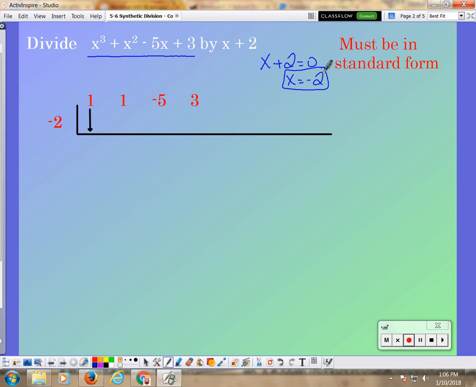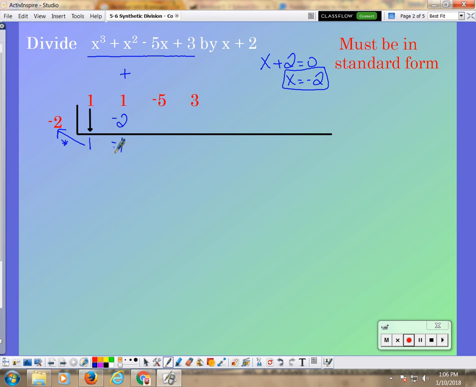Well, after you've put the coefficients in the top part and the -2 on the outside, you're going to bring down the very first term. First number will always come down. And then you're going to take this number, this 1, times the -2, and you're going to put that in the middle. So you took that 1 times that -2, and you put it in the middle. You're going to add the columns. We always add the columns.